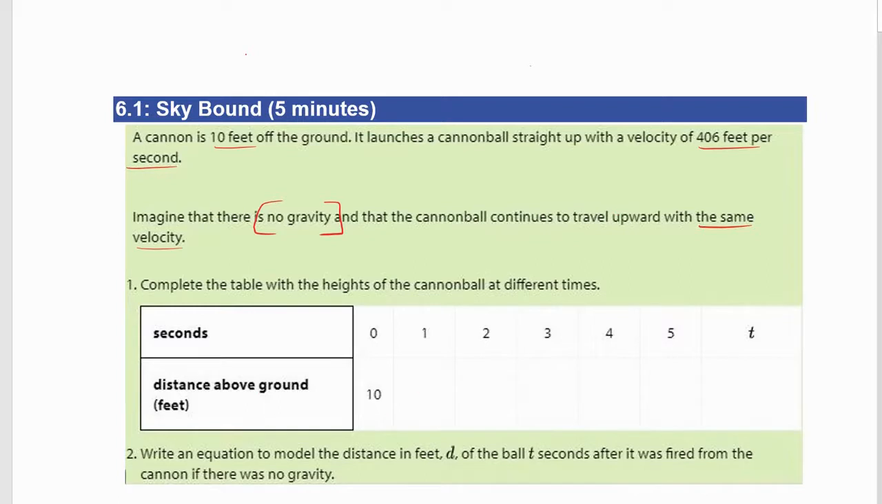So let's look at this table and try to understand how we should approach it. You start off at 10, and it's traveling 406 feet per second. So you're just going to be tacking on an extra 406. Remember, gravity's not there. So will you be adding the 406 to the height of this cannonball as it flies by every second? All right, so go ahead and finish that table and pause the video.